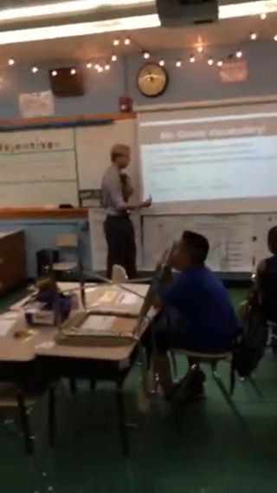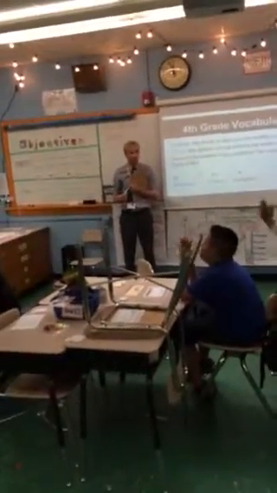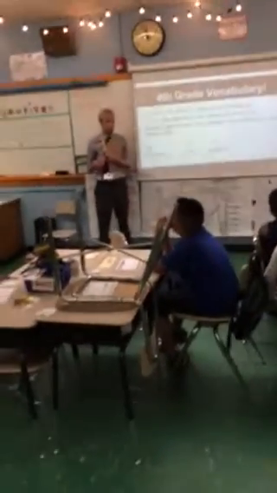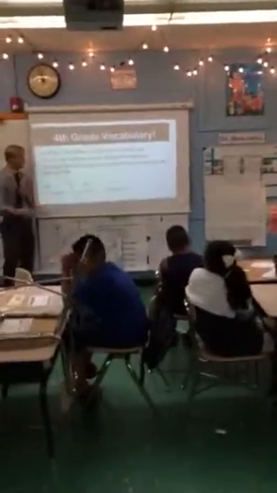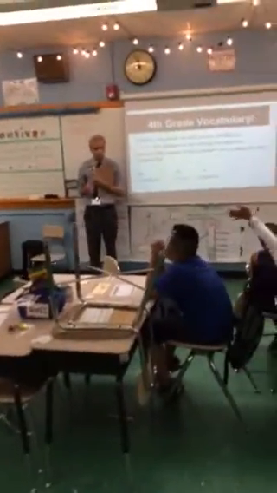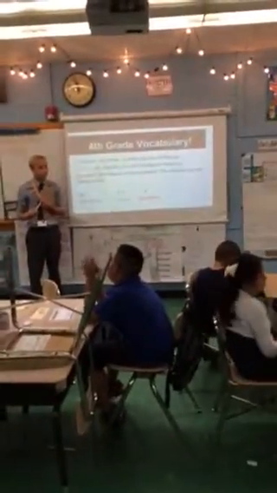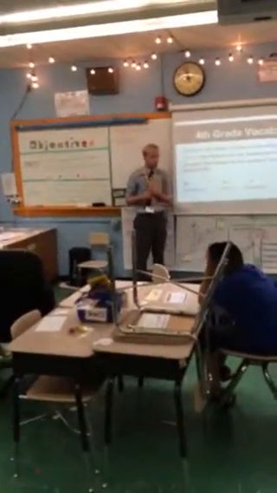Very good. How do we know that 36 is our dividend? Adali, how do we know that 36 is our dividend? That's what you're dividing. That's our whole. And how do we know that 9 is our divisor? Because it's a number that you're dividing by. Exactly. So our divisor is the number we're dividing by.